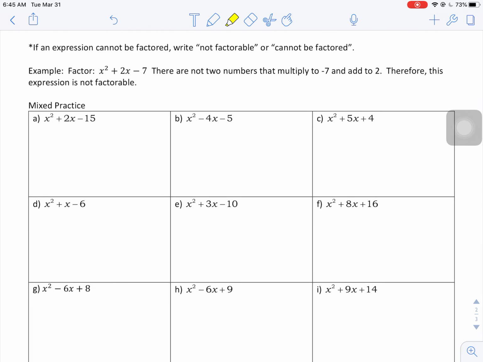If an expression cannot be factored, write not factorable or cannot be factored. So for example, if someone said factor x squared plus 2x minus 7, there are not two numbers that multiply to negative 7 and add to 2. Therefore, this expression is not factorable. We usually don't give a lot of those to you, but sometimes we do, so I just wanted you to be aware of that. I would pause the video and try the rest of the problems and then check them out when you're ready.